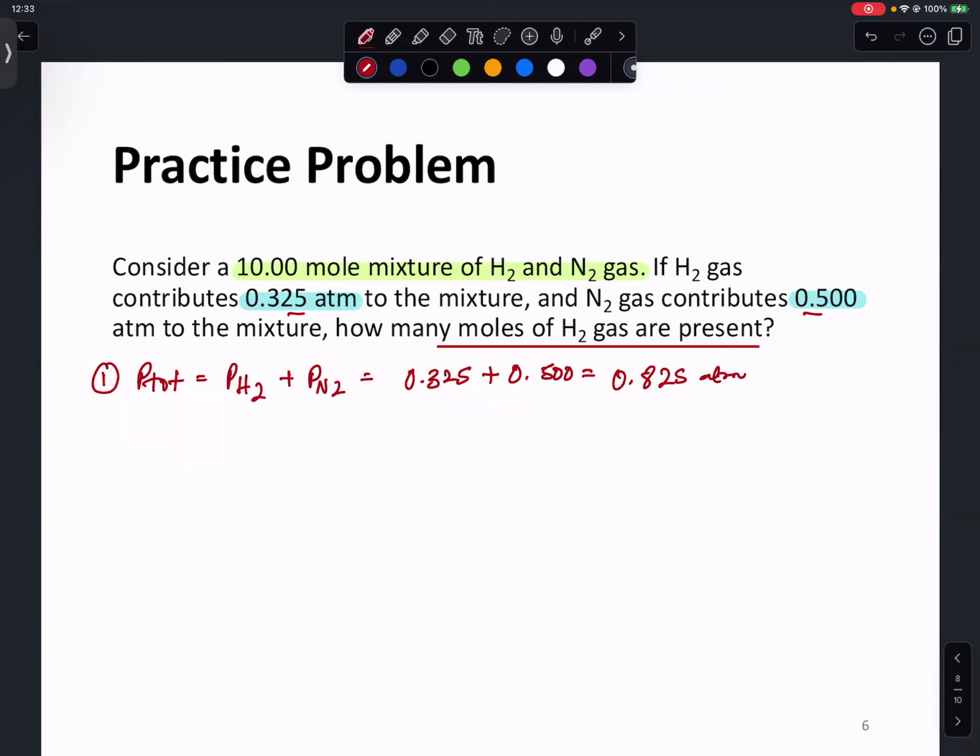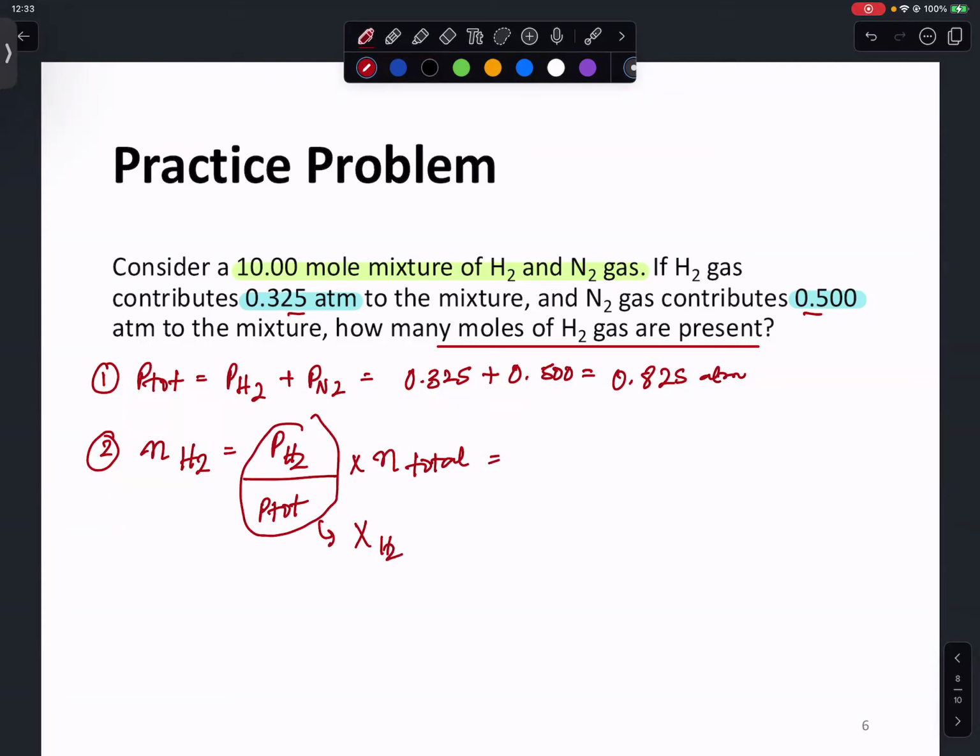And then I want to calculate the moles of hydrogen gas present. The number of moles of hydrogen gas is going to be the partial pressure of hydrogen divided by the total pressure times the total number of moles, because this is similar to the mole fraction of hydrogen. So it's 0.325 divided by 0.825 times the total, which is 10.00.